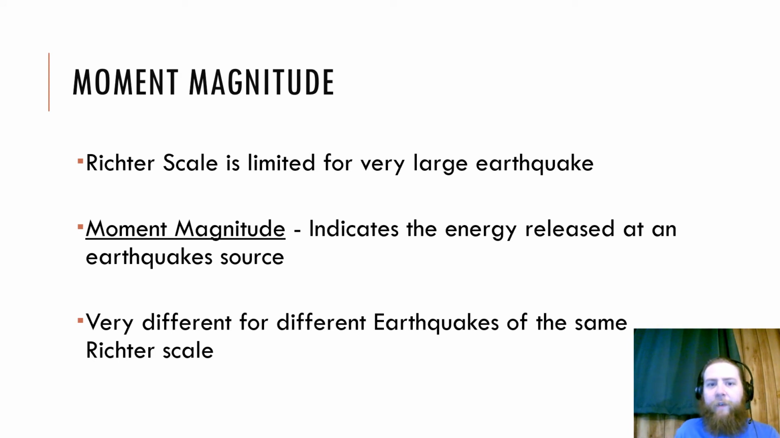The Richter scale is limited when we get up to the really big earthquakes. There's not enough difference between an 8 and a 9 to really be useful. Even though it's 31 times, there's a lot of range there. So we'll use something called moment magnitude, which is another scale that indicates the energy at the earthquake source. And this scale will be very different than those for the Richter scale, even for the same earthquake. So they're used mostly by geologists to differentiate between an 8.67 and an 8.7 on a Richter scale.